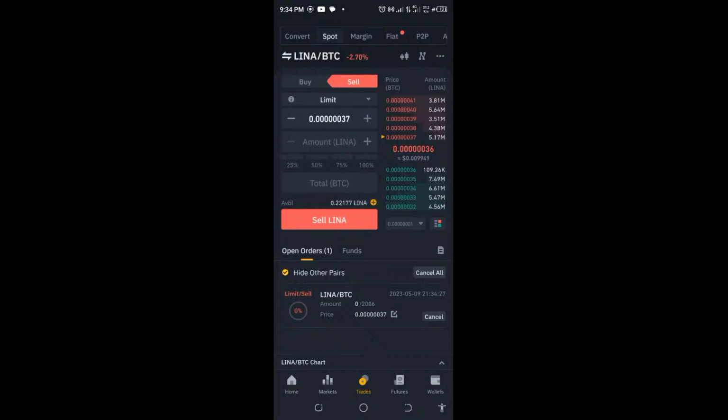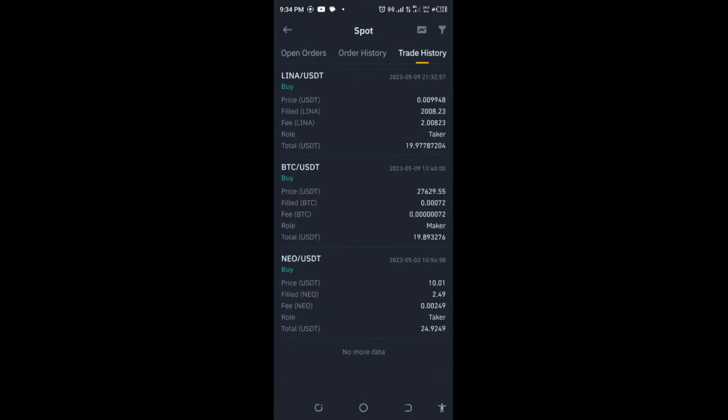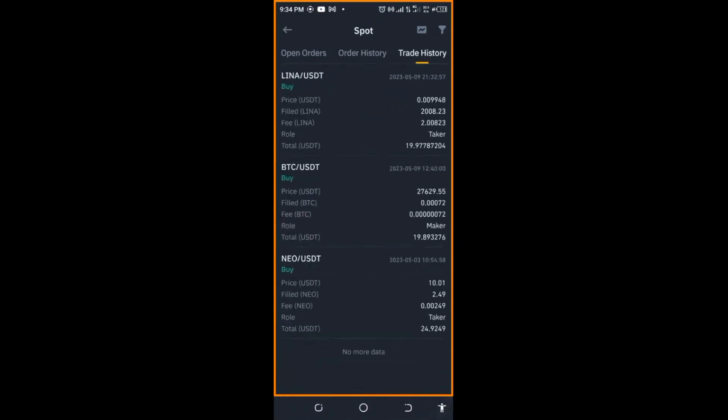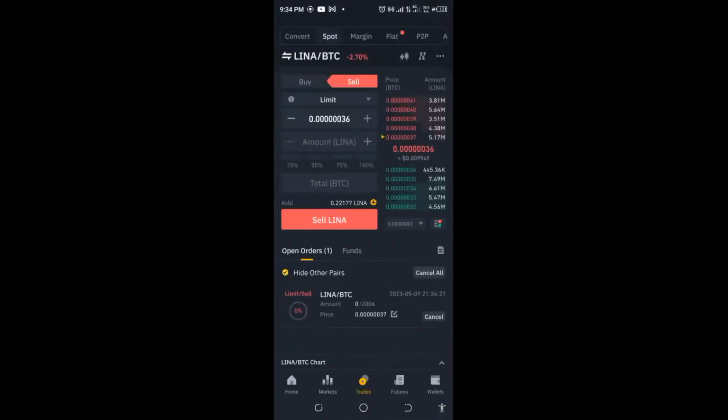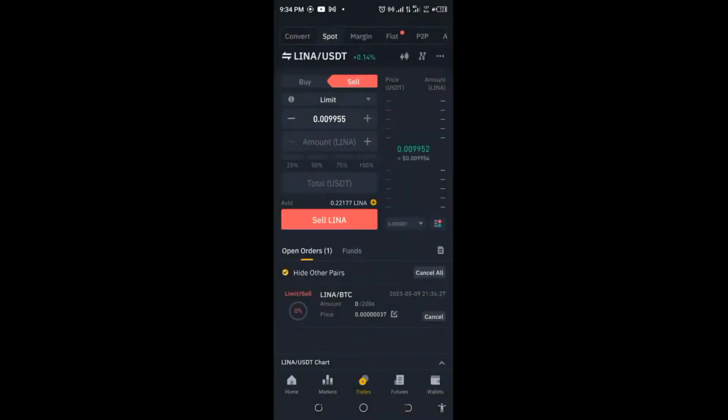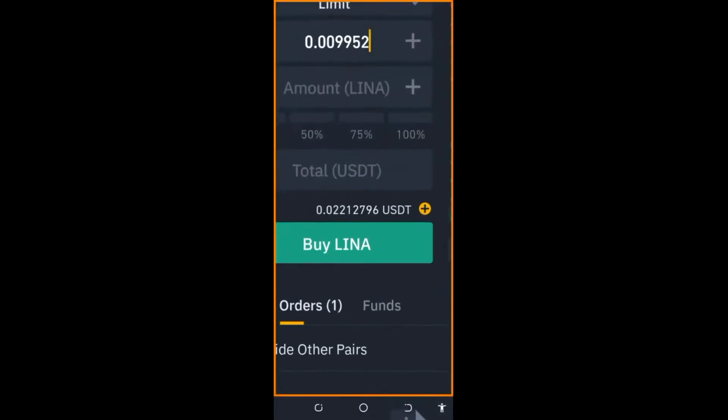But don't forget, we bought this. Okay, so let me go and check the trade history. We bought this for how much? We bought this for 0.009948. Okay. And we spent 19.97. That means that if I go back, I should have 3 cents. Let me see. Lena USDT. Let's see what we have. Will we have 3 cents? Let me see. Okay, we have something not really close, like 2 cents.